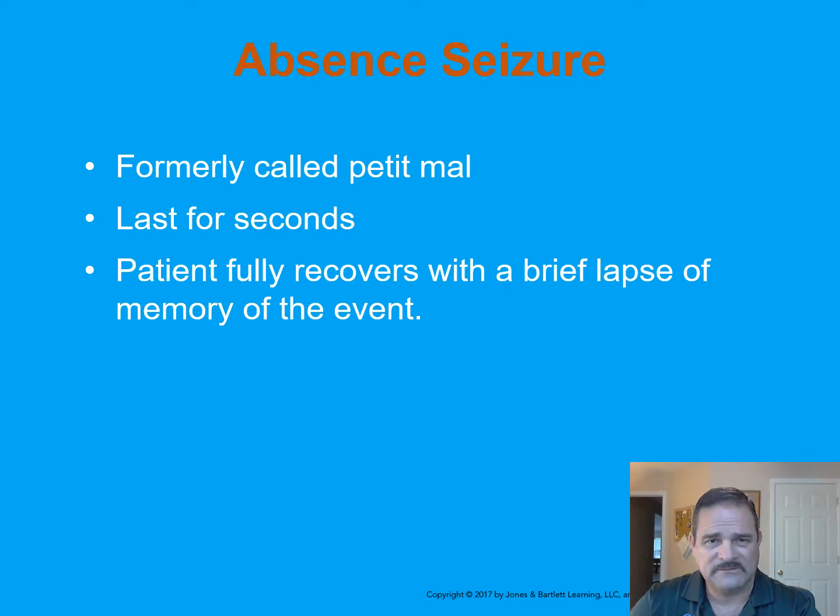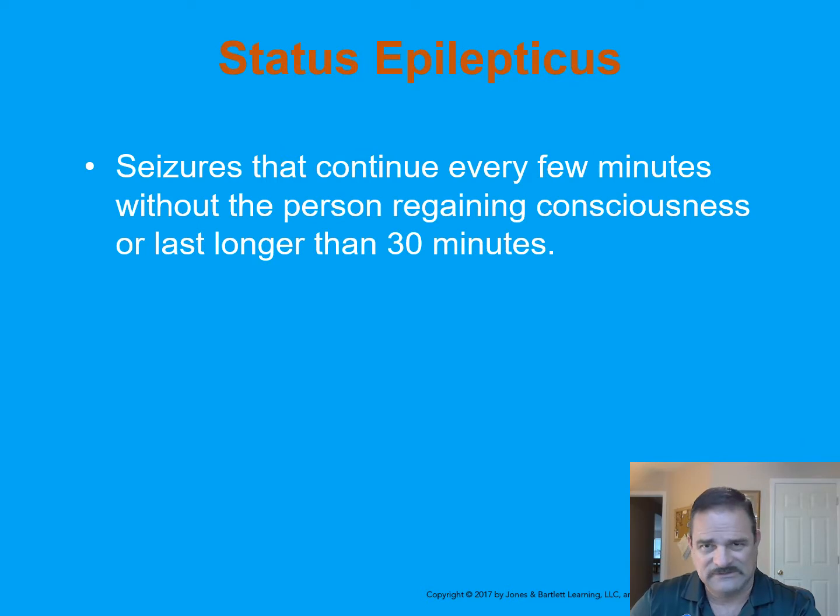All right, so absent seizure, we already talked about that. It used to be called petit mal. It lasts for only seconds. Patient fully recovers with a brief lapse of memory of the event. Status epilepticus, this is seizures that continue every few minutes without the person regaining consciousness, or lasts longer than 30 minutes. This is a true emergency. This can be deadly for a patient, especially an elderly patient.